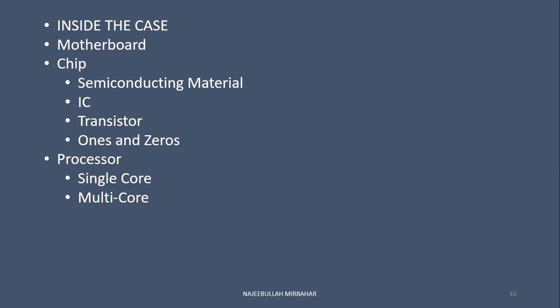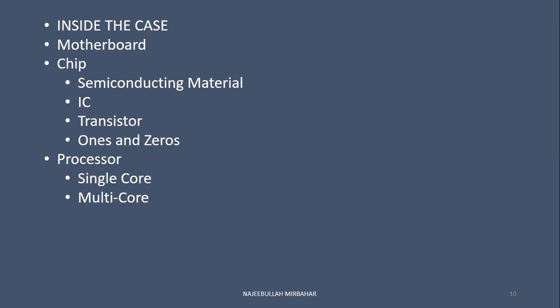So a chip is a small piece of semiconducting material on which an IC is attached. IC is basically an integrated circuit. Integrated circuit means the circuitry of a computer. A transistor works as a switch, that means on and off.